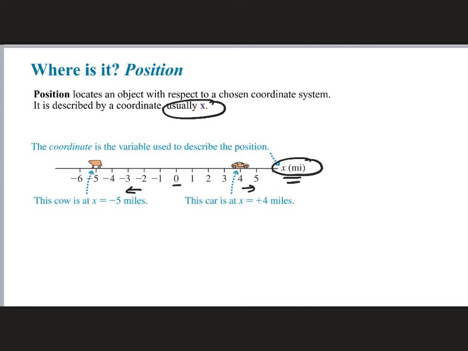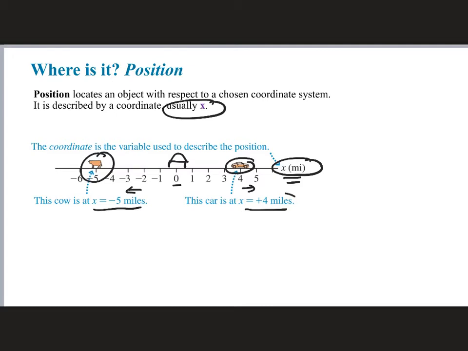The important thing to know about position is it can be negative. The cow is at a position of x equals -5 miles. The car is at a position of x equals +4 miles. And if I had a little house over here, it would be at a position of x equals 0 miles.